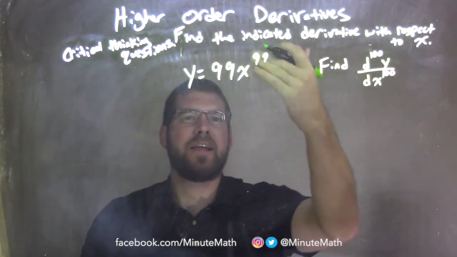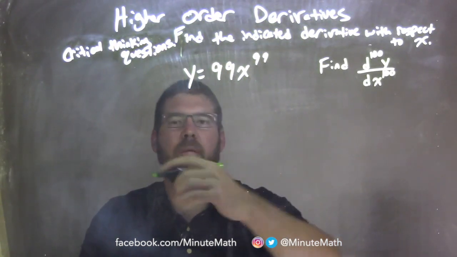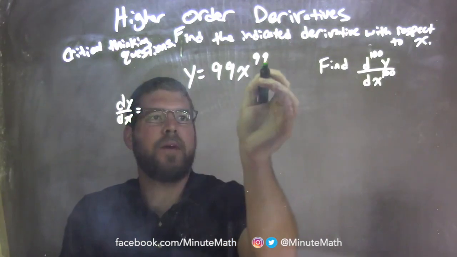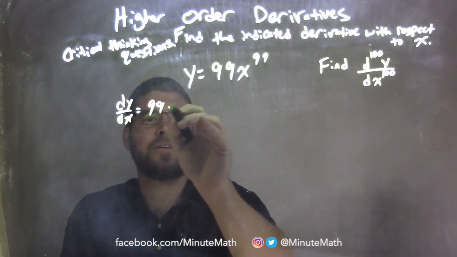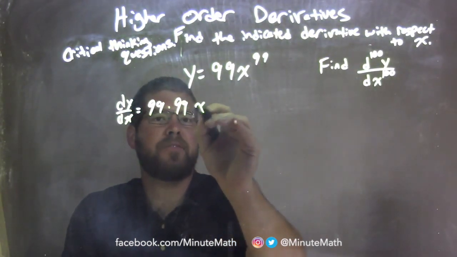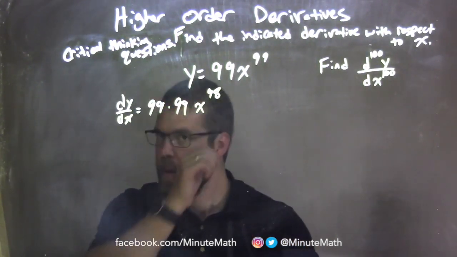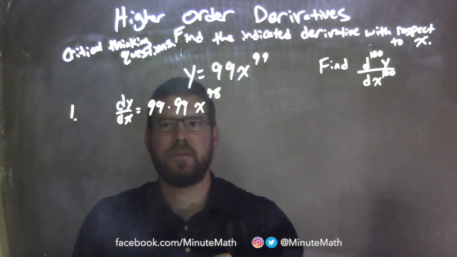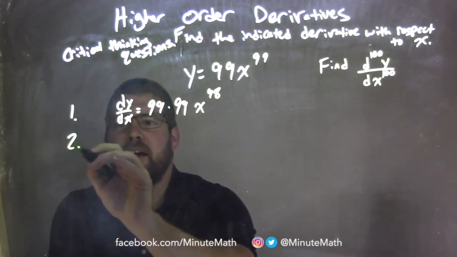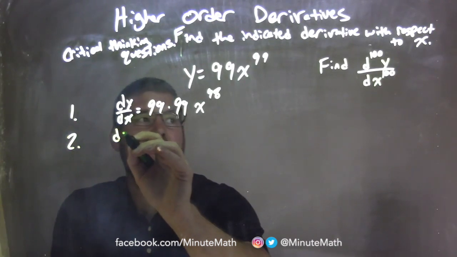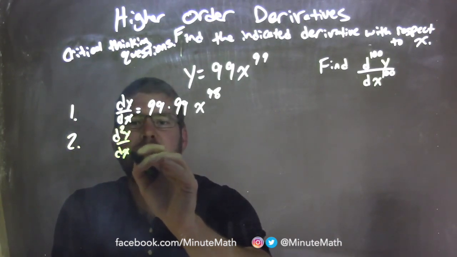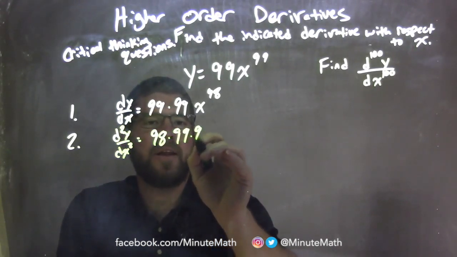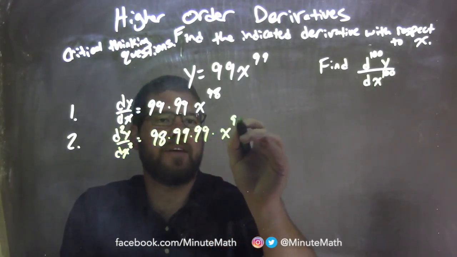Okay? So what I like to do is do a few steps here so I can see a pattern going on. So I'm going to take the first derivative, dy/dx. The first derivative would be the 99 comes down, so 99 times whatever 99 we had there, x to the 98th power. Okay? And that's our first derivative. So I'm going to put a little 1 here. First derivative. Second derivative, d to the 2 power y over dx squared: the 98 comes down, so we have 98 times 99 times 99 times x to the 97th power.